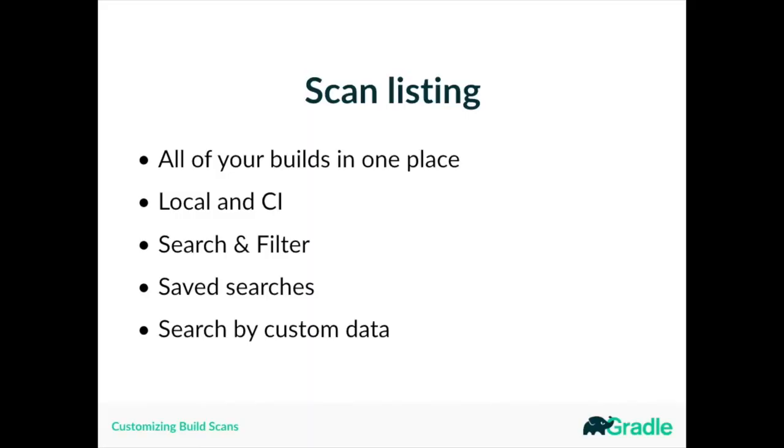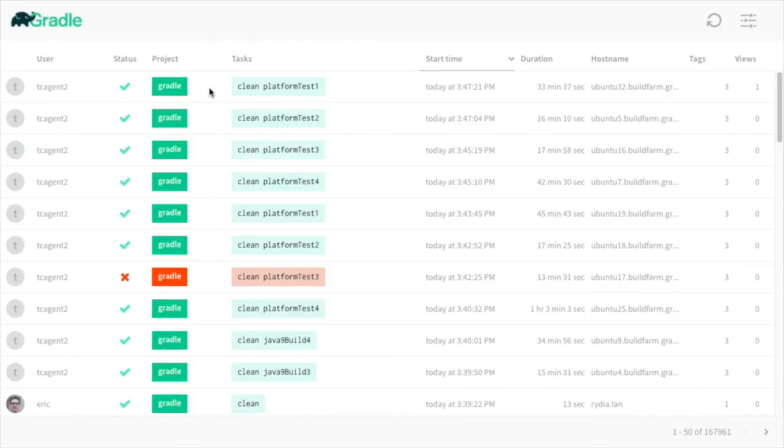Okay, so the extra feature that I want to talk about is the scan listing. So far we've been looking at individual scans. We're running a build and looking at the scan for that build. But of course you want to start to see all of your scans over time, and this is what this shows you. So all of your builds in one place, local and CI as we've said, search and filter capabilities, you can have saved searches, and importantly you can search on that custom data that we've been specifying so far. So here's what we call the scan list.